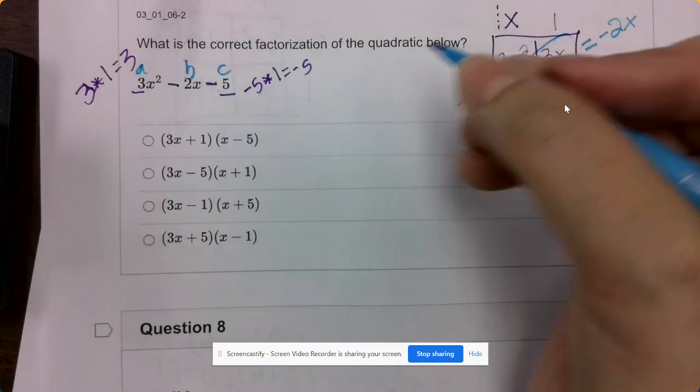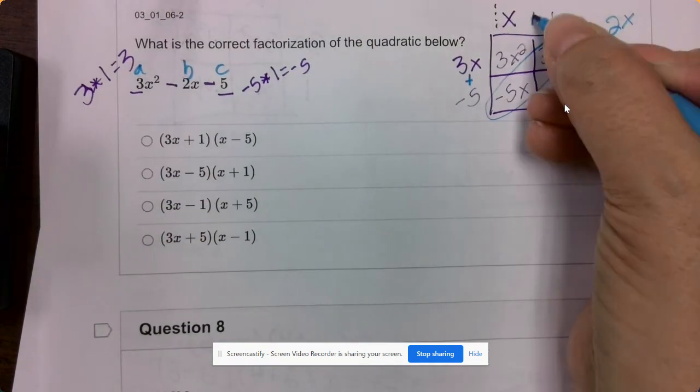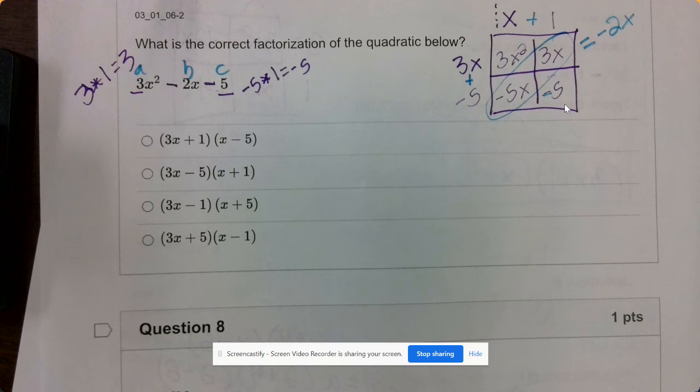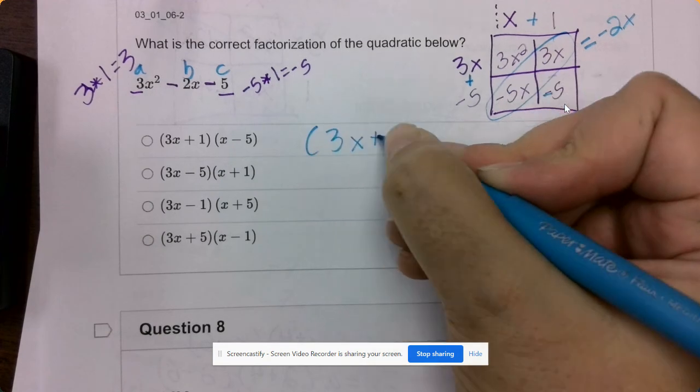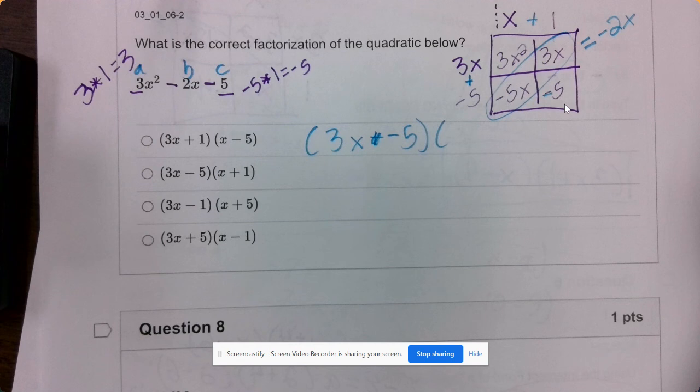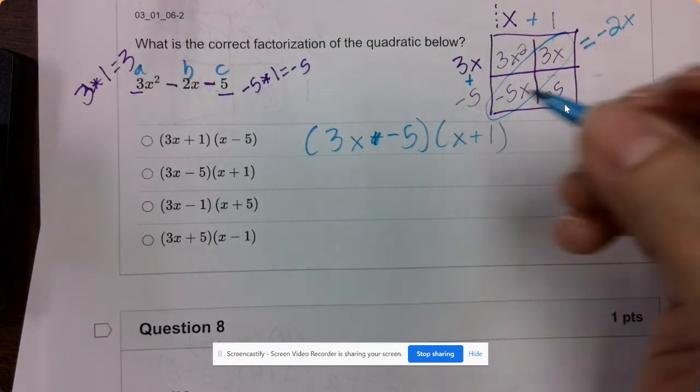So we're going to have, everybody remembers thinking of it as having a plus right there. So we get 3x minus 5, or plus -5, and then x plus 1. Okay, so that would be this one.